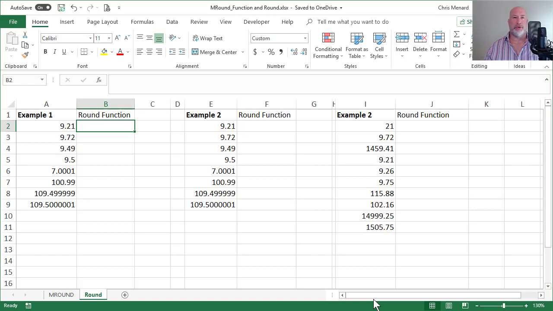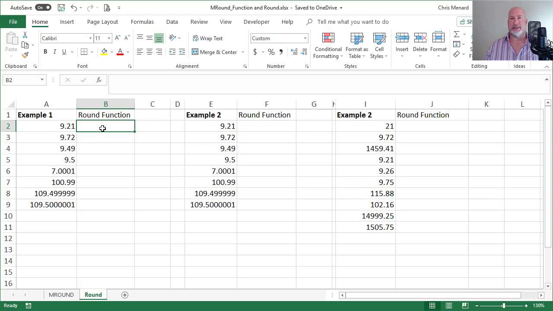Today I'm going to cover two Excel functions. The first is the round function, and the second one, a function not a lot of people use, is the MRound function. Let's go ahead and get started. I already have Excel running. If you notice in column A, I've got some numbers typed.